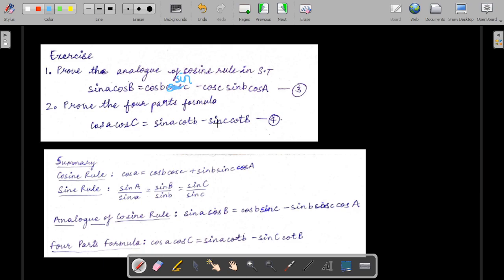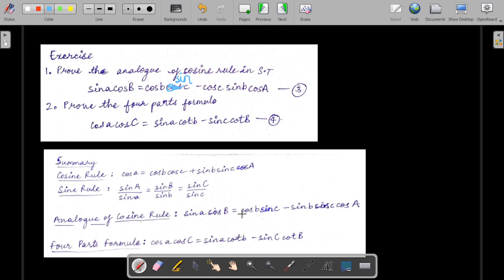Sine of C. Alright, and then you have to prove this formula, which says that cosine of A times cosine of spherical angle C is equal to sine of A times cot B minus sine of C times cot of spherical angle B. This is the four parts formula, and this is the analog of the cosine rule. It is recommended that you learn these two as well, but it is compulsory that you learn the cosine rule and the sine rule. This is just as a summary. You can pause and learn this.